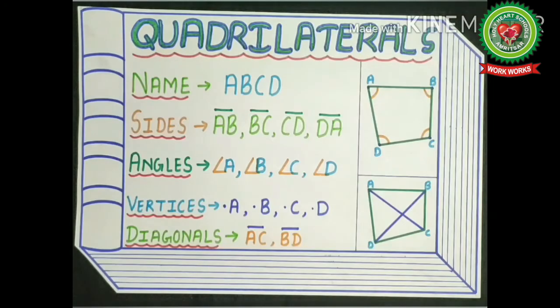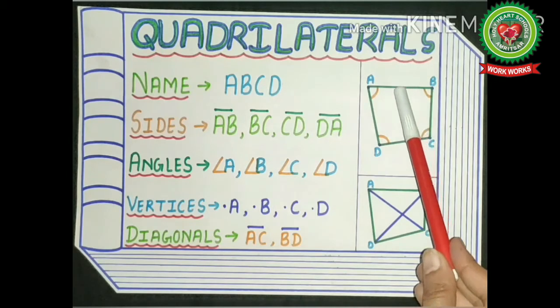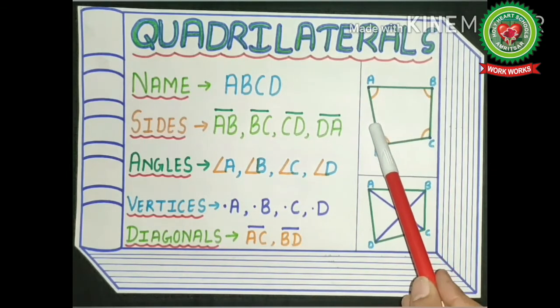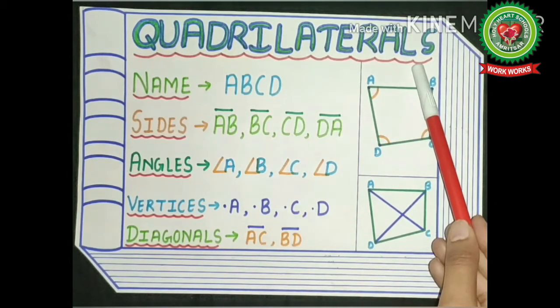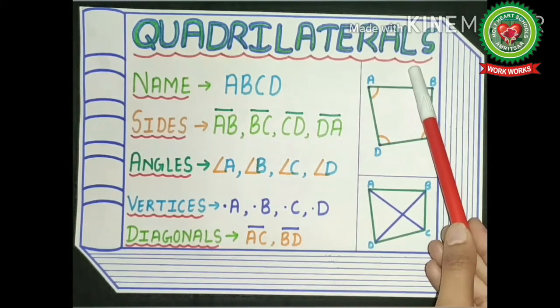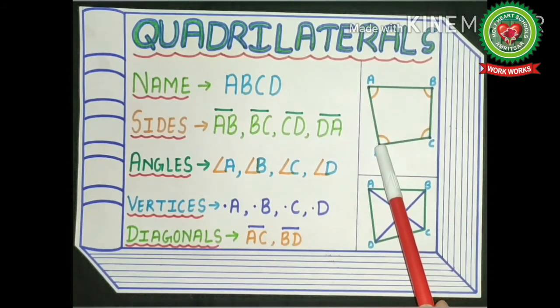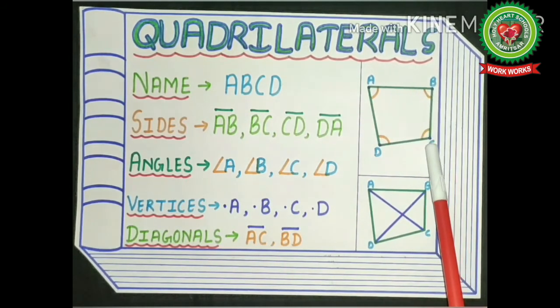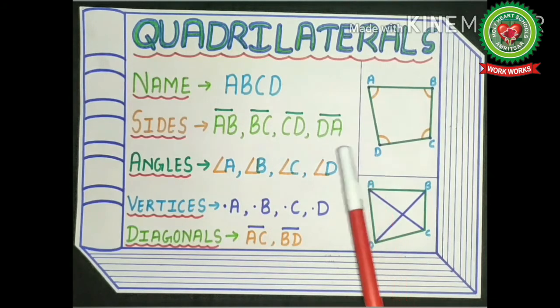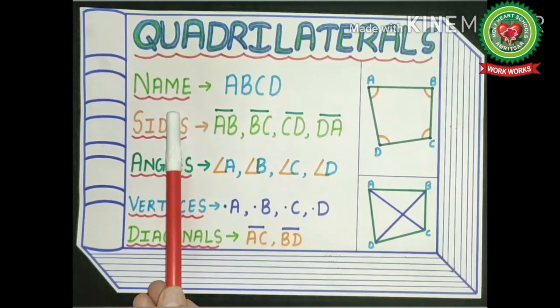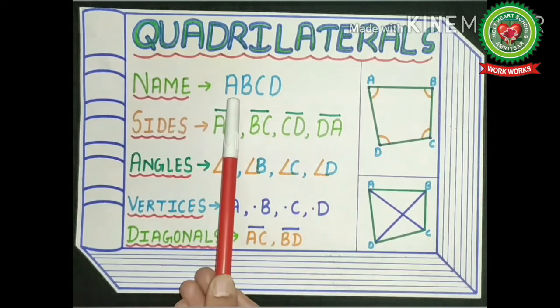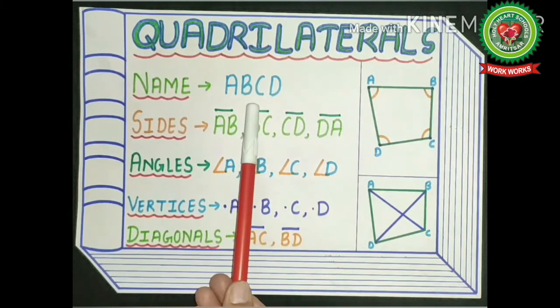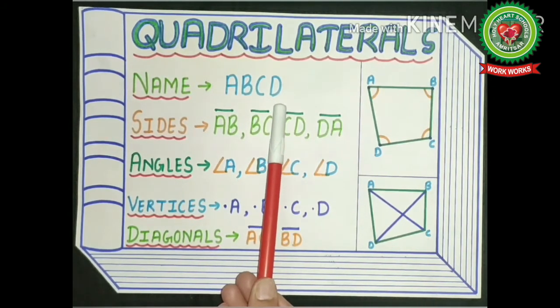Students, first we should know the meaning of quadrilaterals. A four-sided closed figure is called a quadrilateral. Students, in this figure, the name of the quadrilateral is ABCD. So in this way, we have to write down the name of the quadrilateral: ABCD.